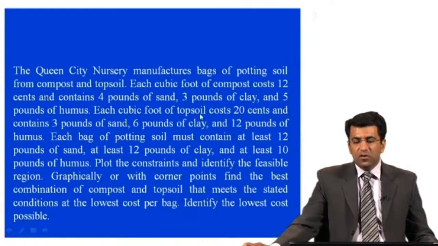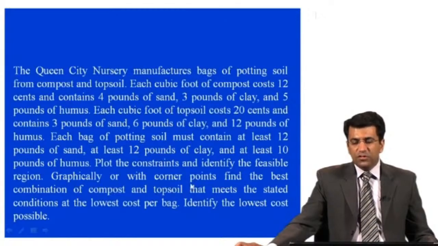Each cubic foot of topsoil costs 20 cents and contains 3 pounds of sand, 6 pounds of clay and 12 pounds of humus. Each bag of potting soil must contain at least 12 pounds of sand. Now this is the constraint for that particular component, sand. At least 12 pounds of clay. At least means either we should have equal to this amount or greater than this amount, but we cannot take less than that amount. So this is the case of equal to or greater than. These values help us to identify those constraints.